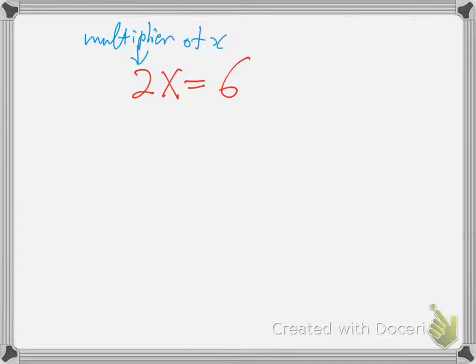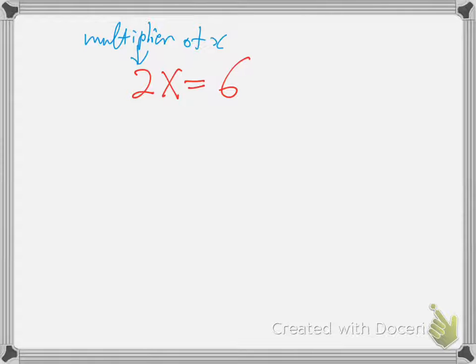The second step is the division step. Let's say we have 2x is 6. There's only one term on the left and one term on the right. You cannot move it. If you move it, one side will be empty. So this 2 is called the multiplier of the letter x. How to solve this linear equation?